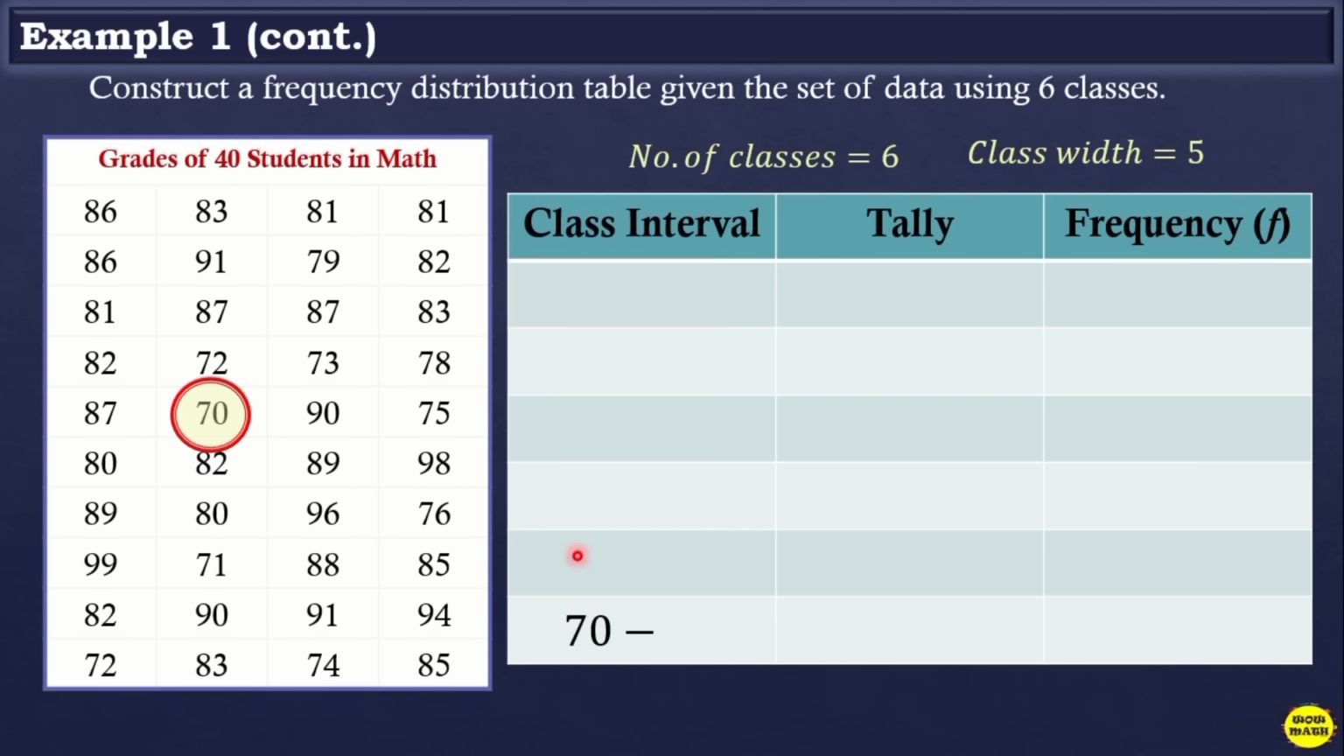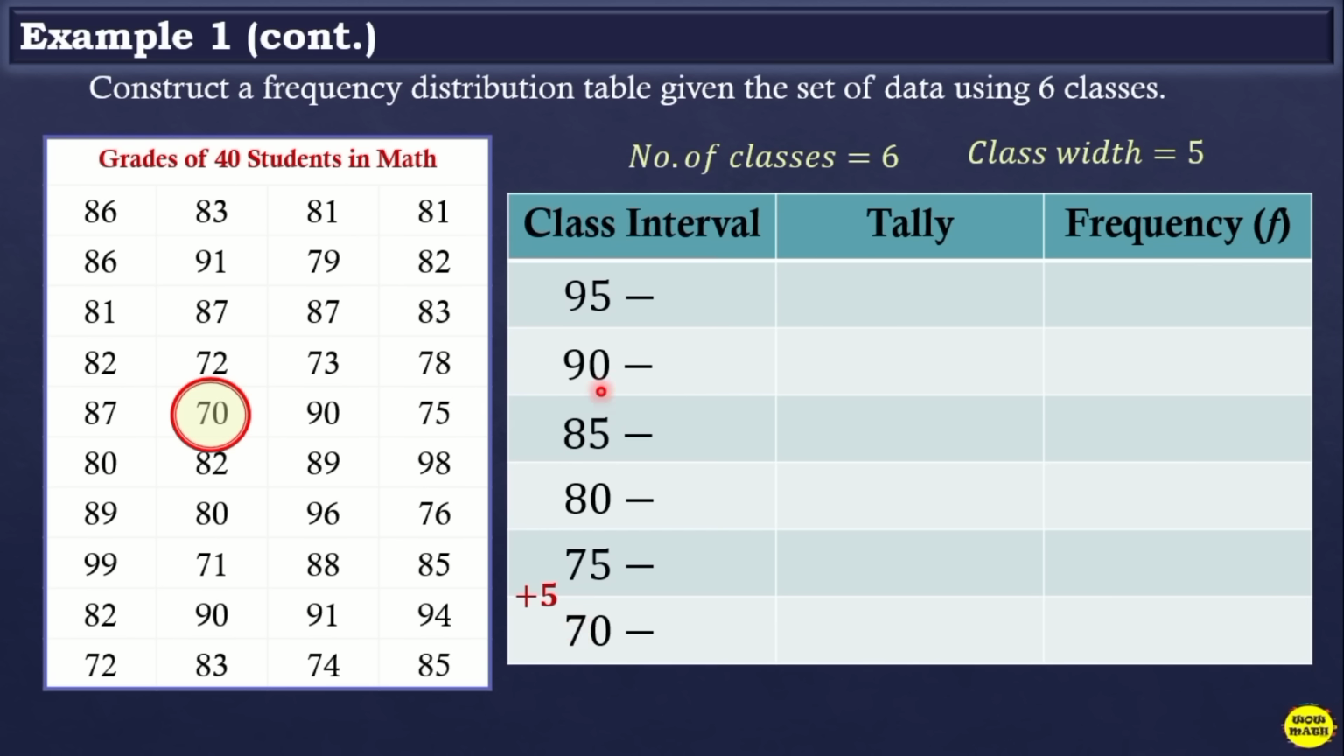So, anong gagawin natin? Magpa-plus 5 po tayo. So, that is 75. At ganun din po sa lahat. So, magpa-plus 5 po tayo. 80, 85, 90, 95. So, nakuha na po natin yung ating lower class limit. Okay? So, lower class limits.